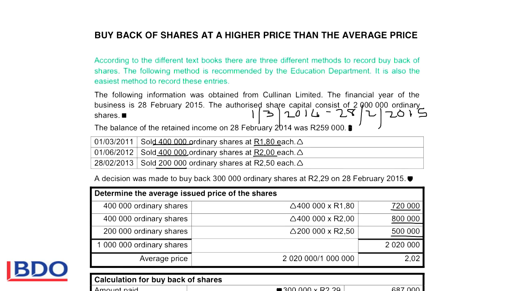If I want to work out the total number of shares that was already issued, it's the 400,000 plus an additional 400,000 plus 200,000, so issued shares is 1 million shares. The total amount of money that was collected when these shares were sold was 2.020 million. So if I divide the money by a million, it gives me the average price per share as R2.02.